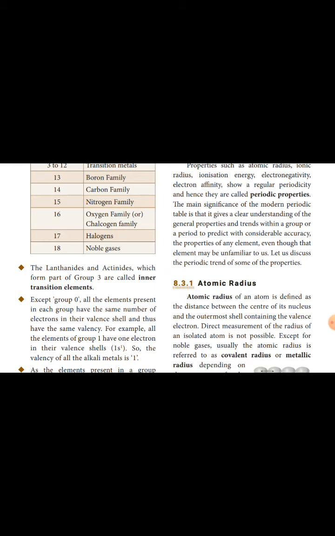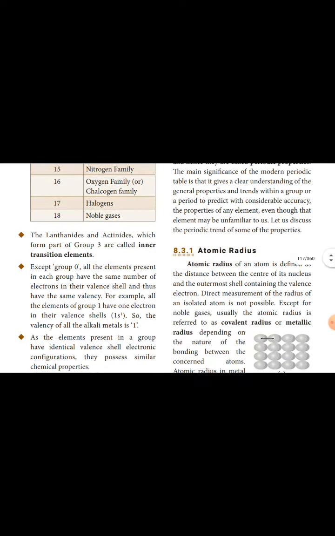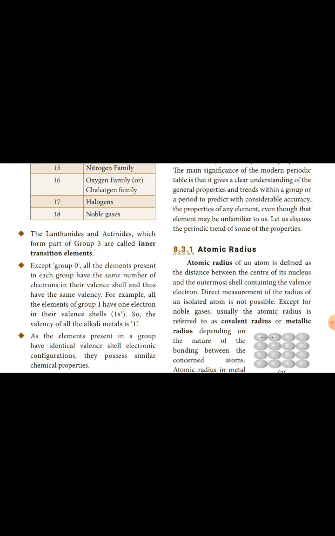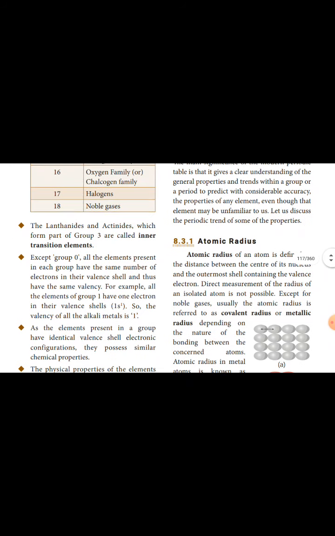Except group 0, that is noble gases, all the elements in a group have the same number of electrons in their valence shell. So the valences are going to be the same. What is valence shell and valency? The valence shell is the outermost shell of the atom of an element. Valency is the number of electrons present in the outermost shell. It is also the combining capacity of an element. This you have already learned in 8th and 9th standard.